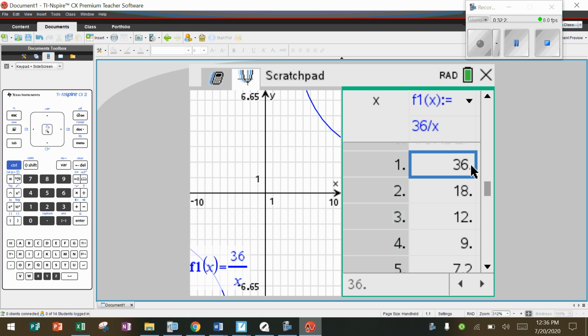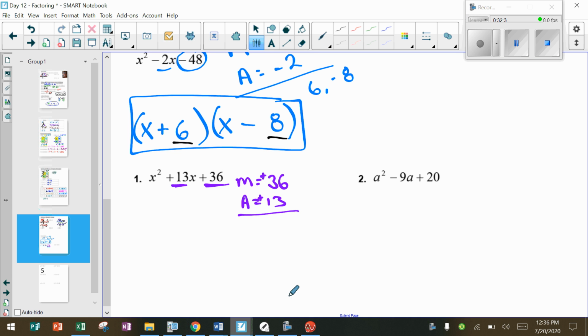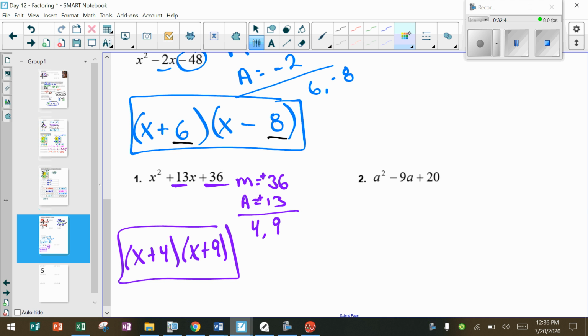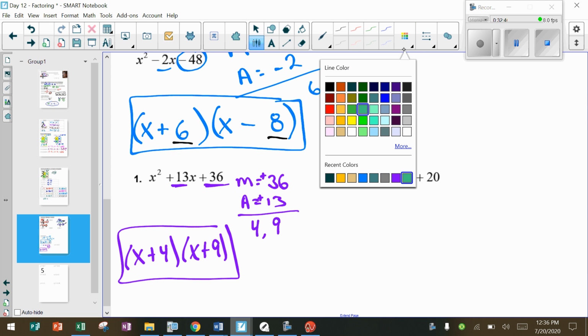36 plus 1 is 37. 18 plus 2 is 20. 3 plus 12 is 15. 4 plus 9 is 13. There we go. 4 plus 9 is 13. So that means over here it was 4 and 9, making it x plus 4, x plus 9. Got it. Moving on, do it again.